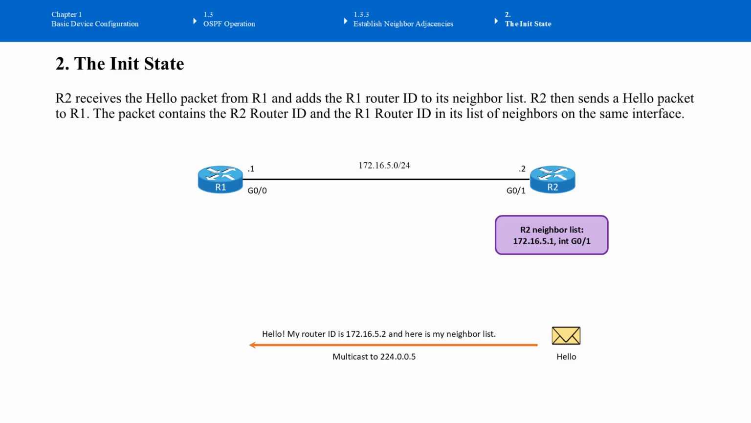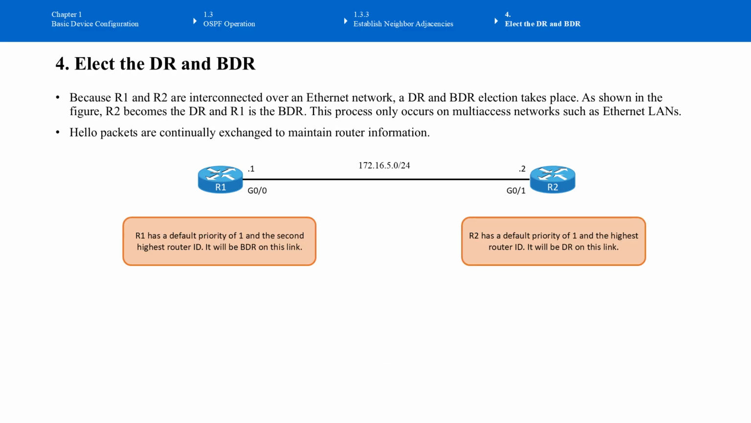This figure shows the next step in the OSPF neighbor discovery process. Previously, R1 was sending hello packets while in the down state. Now R2 has received R1's hello packets. This figure shows the two-way state in the OSPF neighbor relationship. At this stage, both routers have successfully exchanged hello packets and recognize each other as neighbors.